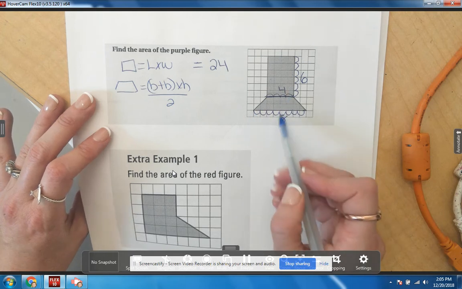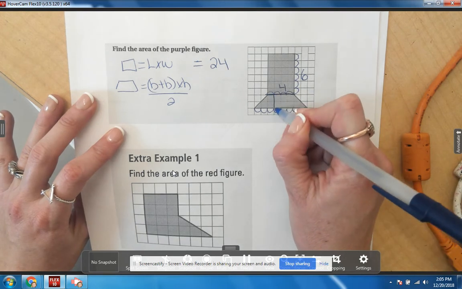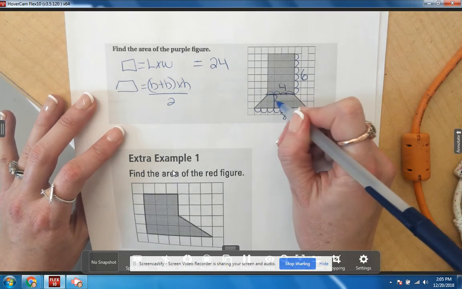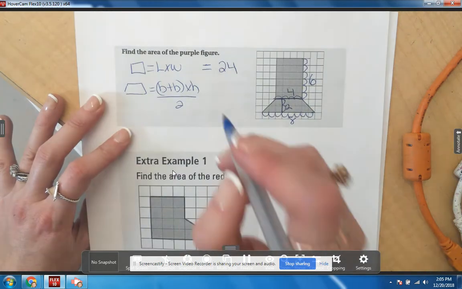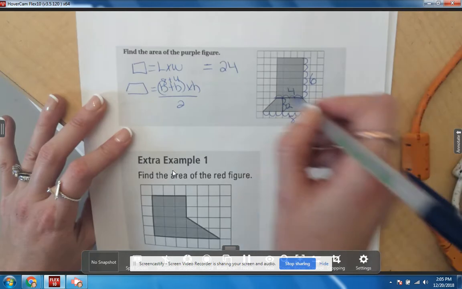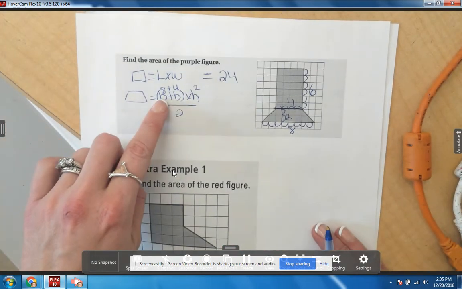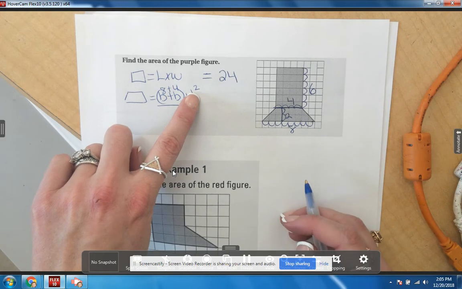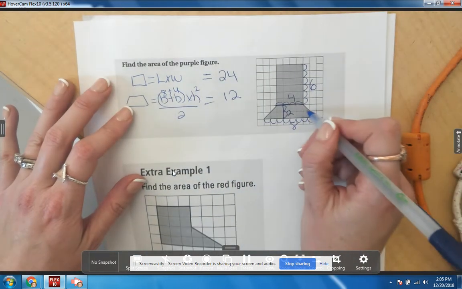So I have my two bases. Now I need a height. The height has to be a straight line from top base to bottom base. So I'll just draw one in right here. And now my height is 2. So I'm going to do base plus base, so 8 plus 4 times the height, which is 2, divided by 2. So 8 plus 4 is 12, times 2 is 24, divided by 2 is 12. So there's my area for the bottom part.